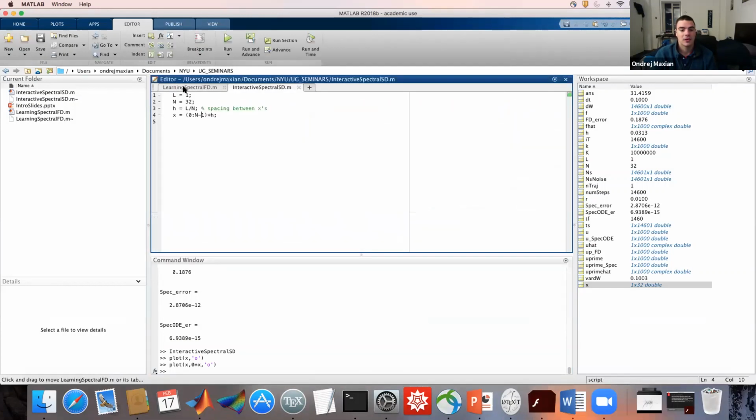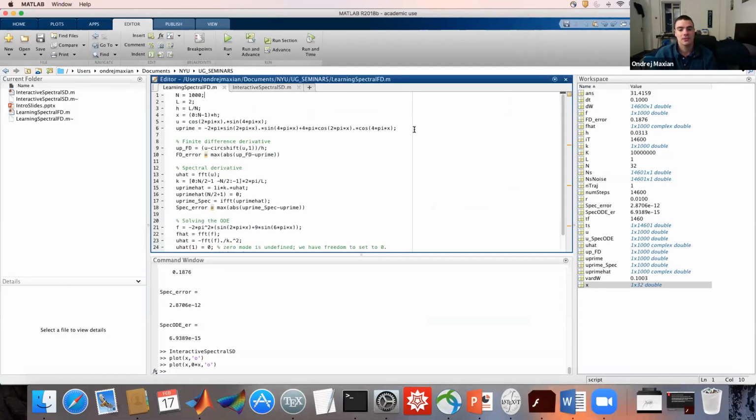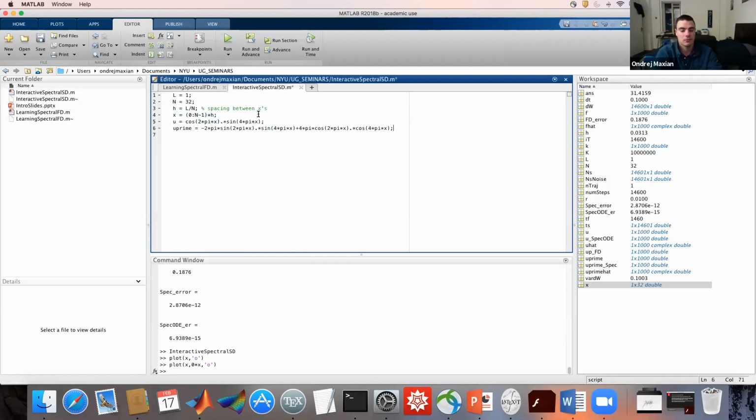So that's our nodes x. And then I want you to define a function u on that domain. I want you to do something like this: 2 pi x times sine of 4 pi x. It's important you put this dot star here, because MATLAB will multiply things correctly if you do that.